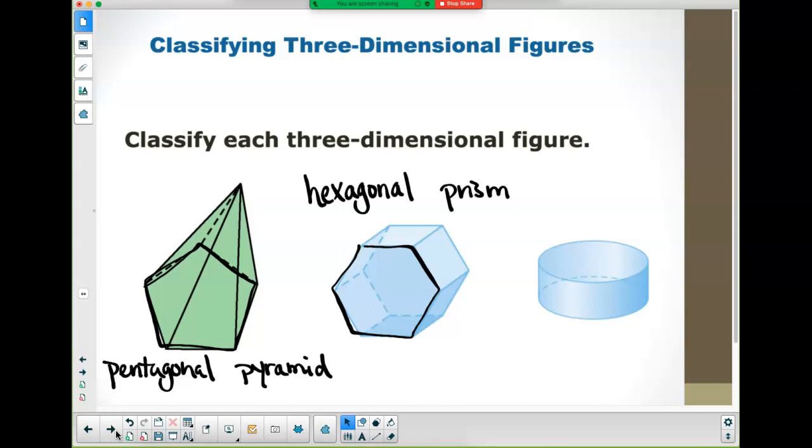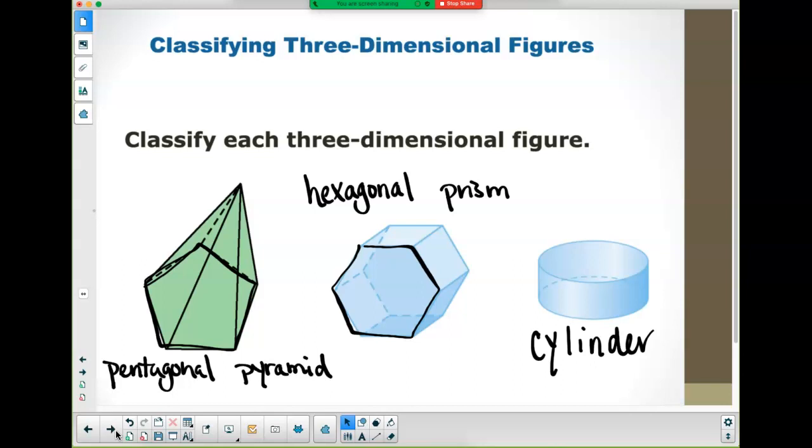What animal has 8 legs? Spider. Besides spider, starts with an O. So then 8, octagon, yeah. Okay, and this last one would be called just a cylinder. We don't call it a circular cylinder because all cylinders are circles. Okay, they have to be.